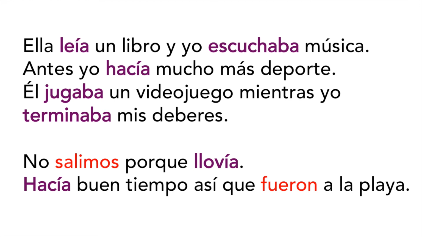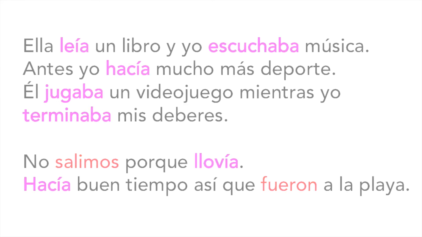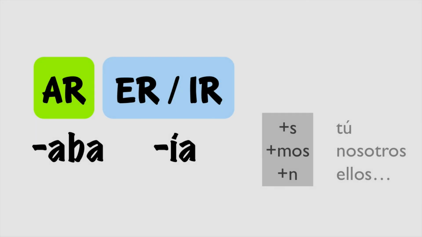Again, we've got two past tense verbs, but the first past tense verb is setting the scene. The weather was nice. Hacía buen tiempo, and that is why we use the imperfect. Fueron a la playa is a completed action in the past. We don't use the imperfect for completed actions. So to recap, for AR verbs we use aba, for ER and IR verbs we use ía, and we can hook on s, mos, and n to give us our other forms of the verb.